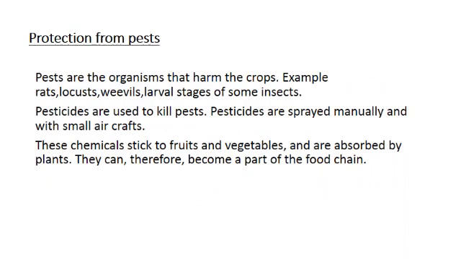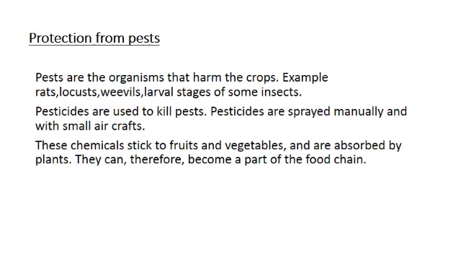Protection from pests. Crops are exposed to many factors such as stray animals, birds and insects. Animals and birds can be scared away by beating of drums and fixing scarecrow in the field. But there are small organisms also present which can harm the crops. Example, rat, locust, weevils, larval stages of some insects. These are called pests.